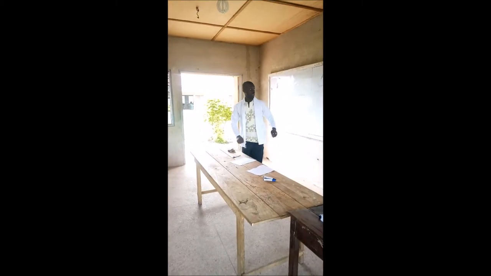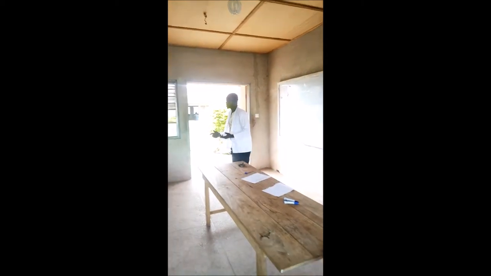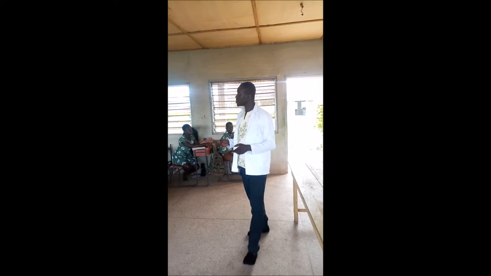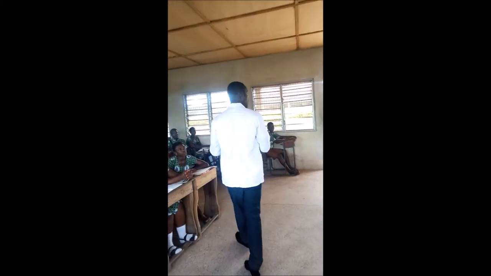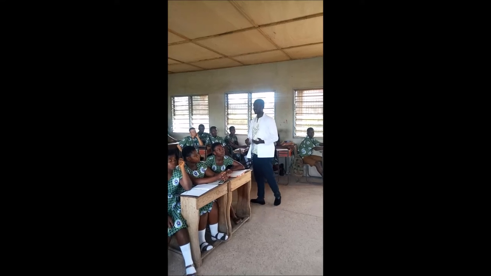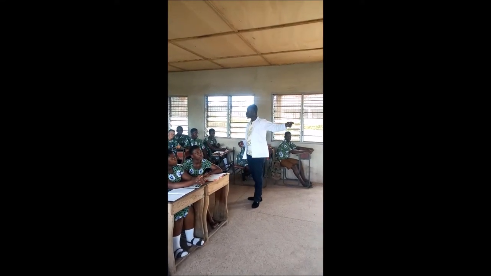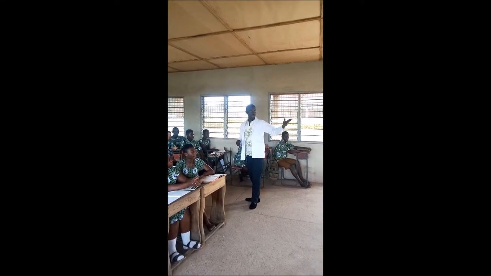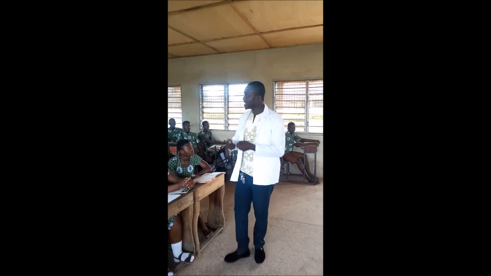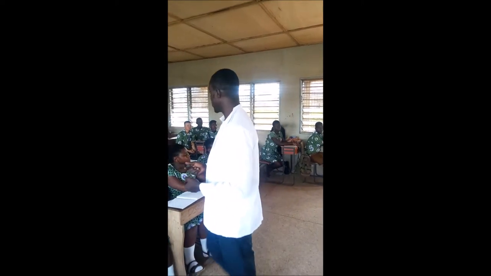All right. Once the register is marked, let's quickly continue with today's lesson. Last time we were teaching about how the digestive system of ruminants works. We dealt with it several times. Today we want to continue with the practical aspect of how the digestive system of ruminants works, and even how we will be able to identify them physically once we see them.